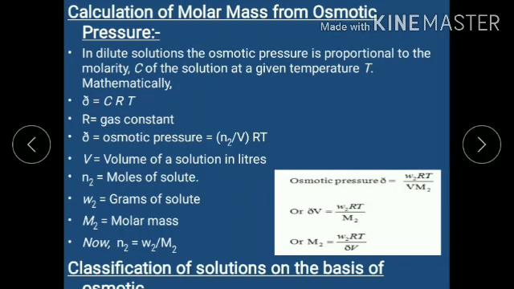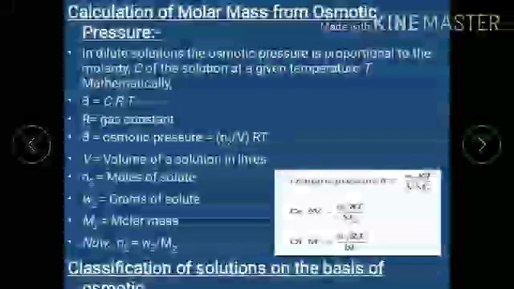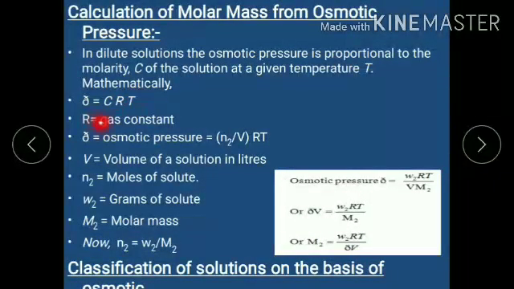Now shift to the next slide. The calculation of the molar mass from the osmotic pressure. How can you determine the molar mass? I told you earlier, the formula is simple. The formula is pi is equal to CRT. R is the gas constant. Pi is the osmotic pressure.